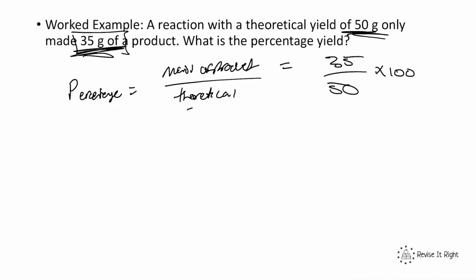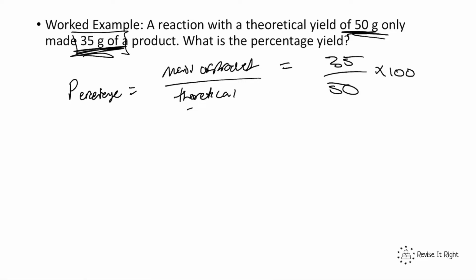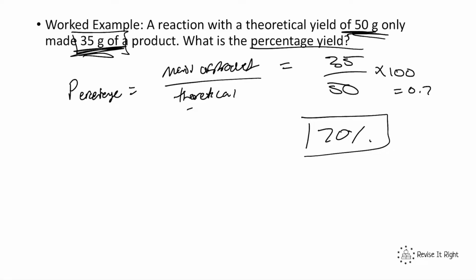Of course, we're going to times these by 100 to get them into a percentage. So 35 divided by 50 is 0.7, times by 100, we therefore get 70%. So the percentage yield of this reaction is 70%. We got 70% of the product that was the maximum, most we could possibly get.